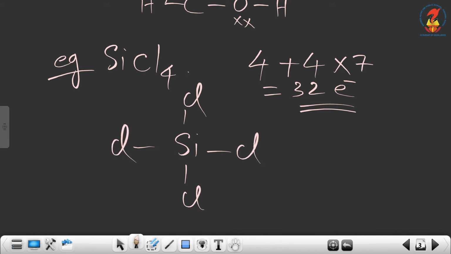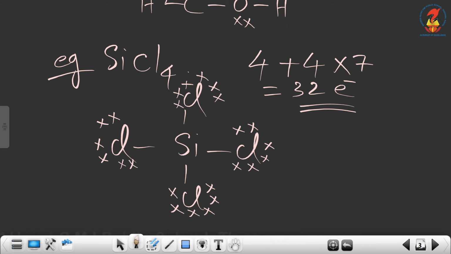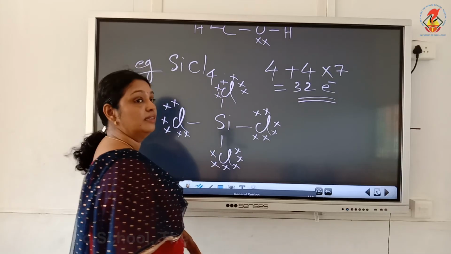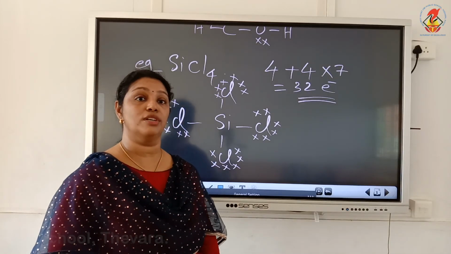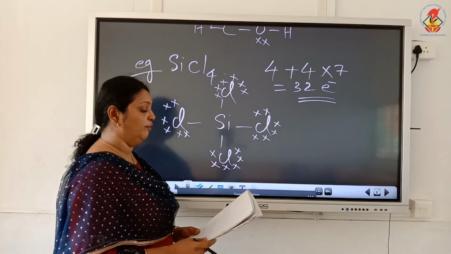This is the structure. Now we can see the central atom silicon octet is complete with 4 bond pairs. Now look at chlorine: 1, 2, 3, 4, 5, 6, 7, 8. Each chlorine has 8 electrons. So 8 fours are 32 electrons. So this is the Lewis structure of SiCl4.